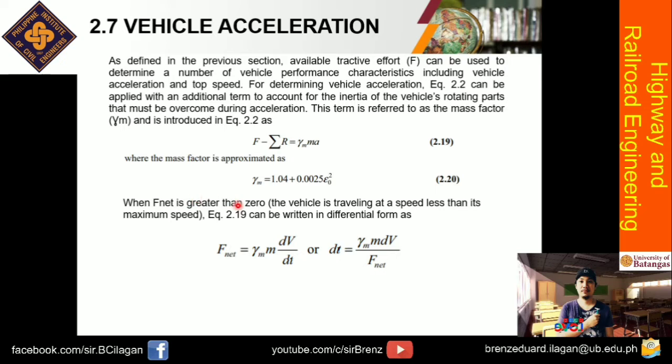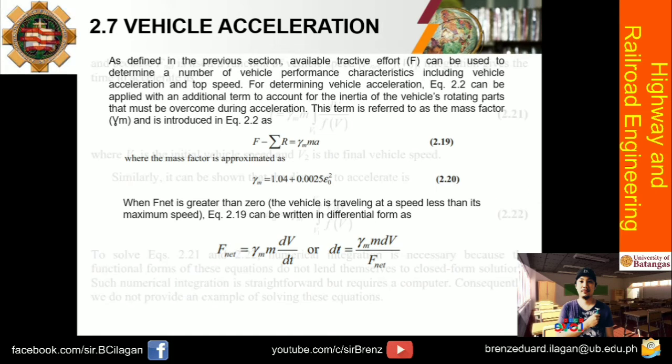So when F net is greater than 0, the vehicle is traveling at a speed less than its maximum speed. So equation 2.19 can be written in differential form in this equation. F net is equals to mass factor times m times dv over dt. Or if you're going to solve for the gamma sub m, that is equals to F net over m times dv over dt. So let's proceed with the next slide.